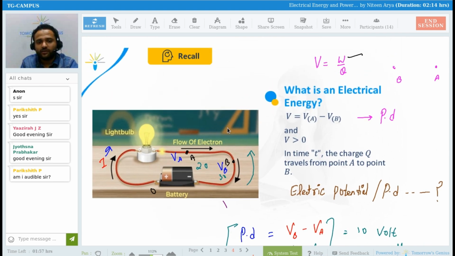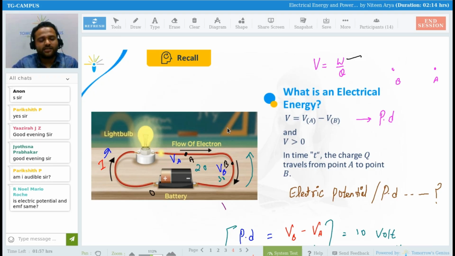So where does electrical energy originate from? The moment we attach a cell or a battery, that particular battery does work, and whenever it is doing work, that work is stored as energy. Is electrical potential energy and EMF the same? Electromotive force? No. Electric potential and EMF are not the same. EMF is due to the charge moving in a magnetic field. This is the charge itself moving, simply.